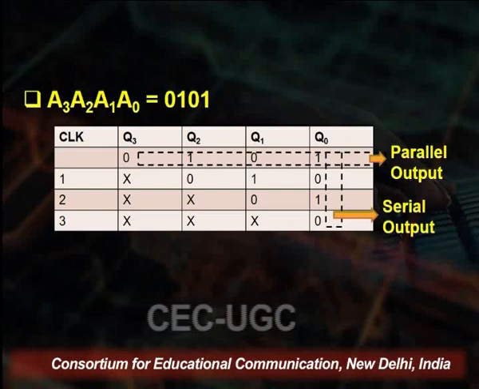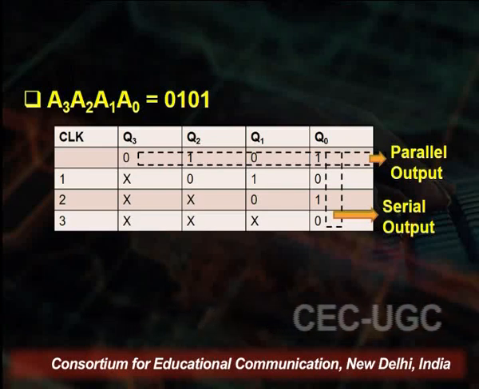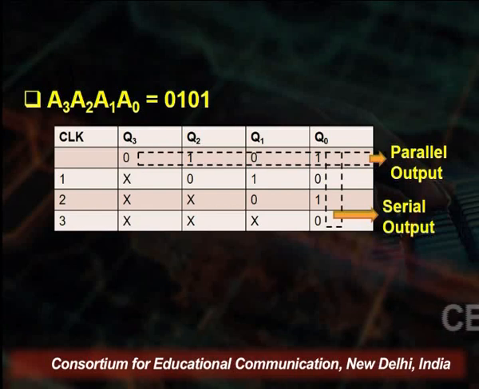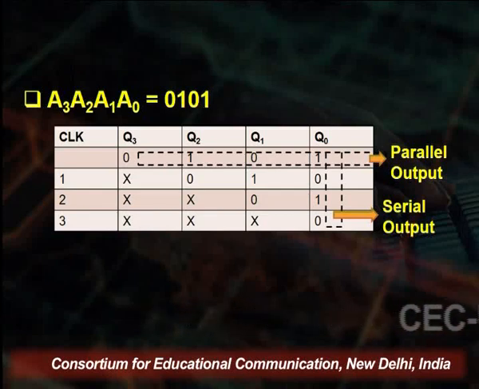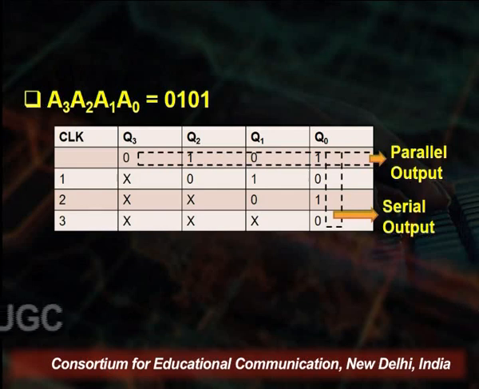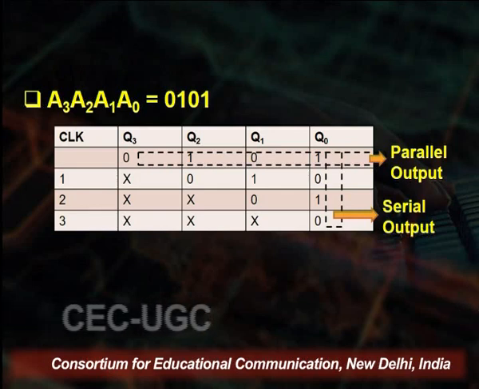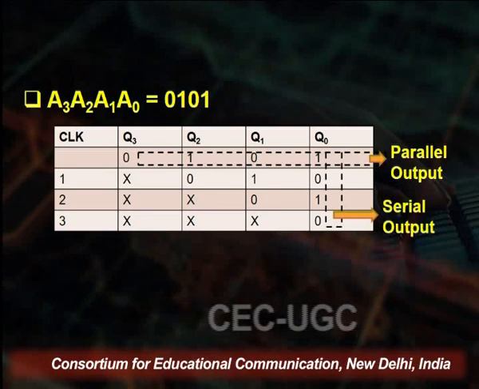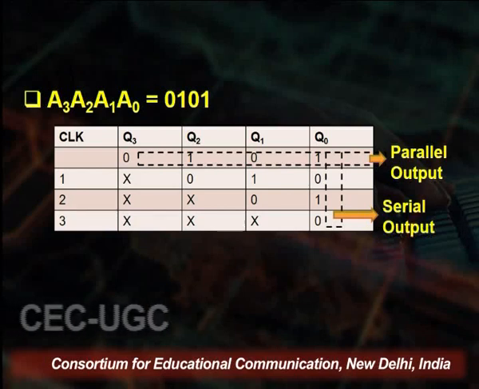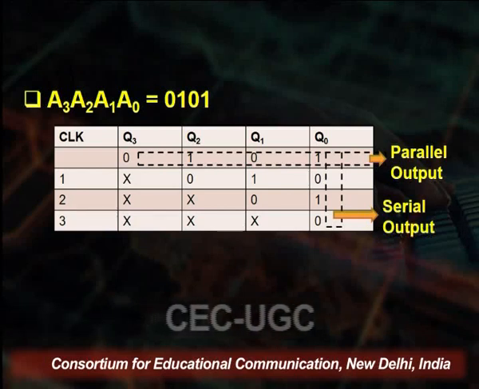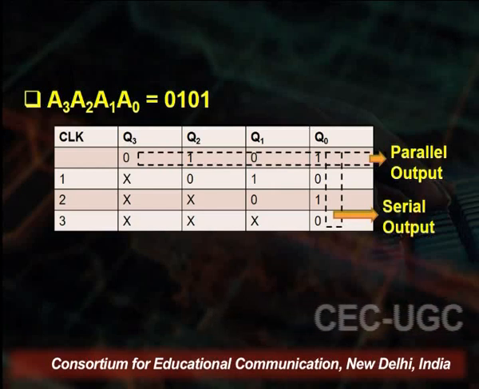And after the 4th clock pulse, the serial output comes. So PPO takes 1 clock pulse, whereas the PSO takes 4 clock pulses. It is important to note that PSO and CPO take the same number of clock pulses. PPO takes only 1 clock pulse, and CSO takes 7 clock pulses. So comparing PPO and CSO, we find that PPO is about 7 times faster than CSO.